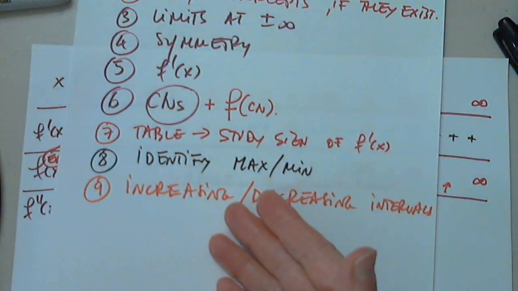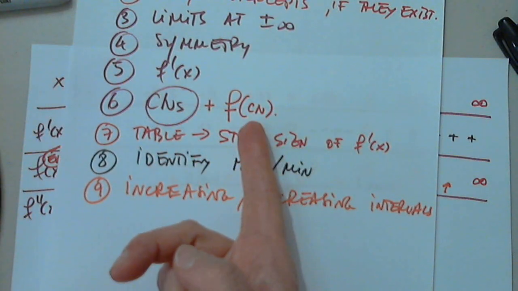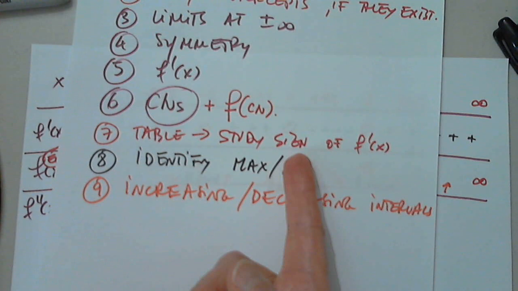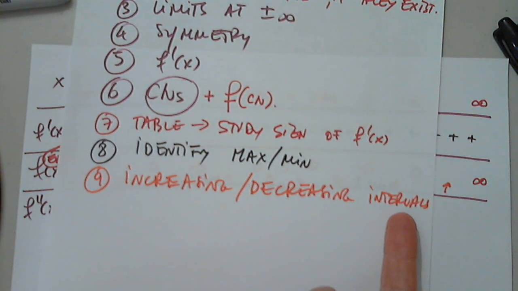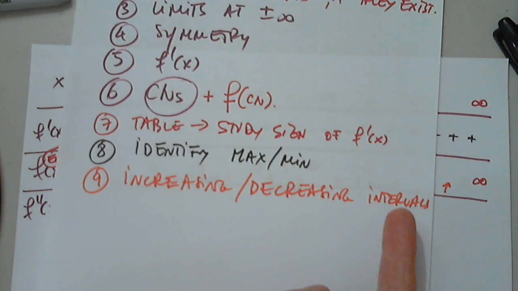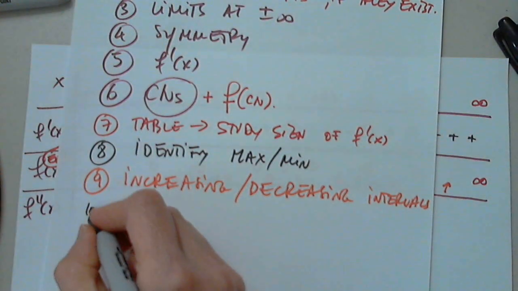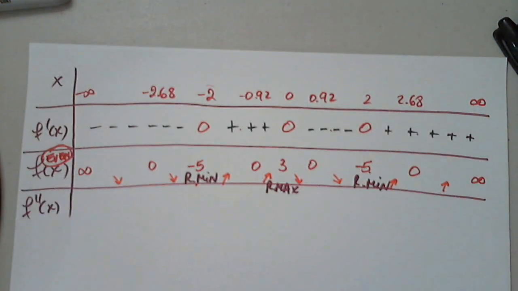So at this point, we finished everything about the derivative. We have critical numbers. We determine the function values at those points. We put them in the table. We study the sign of the derivative. We identify the max min. We also identify the increasing, decreasing intervals. Now we are looking at the second derivative. Number 10, the second derivative.